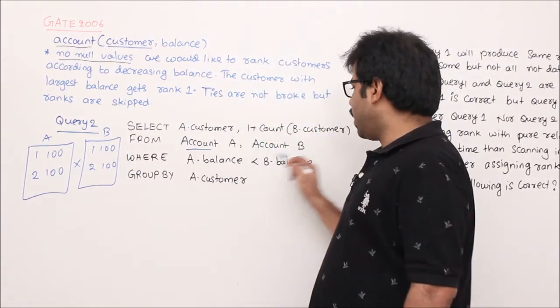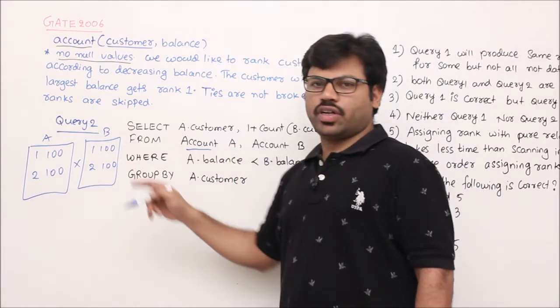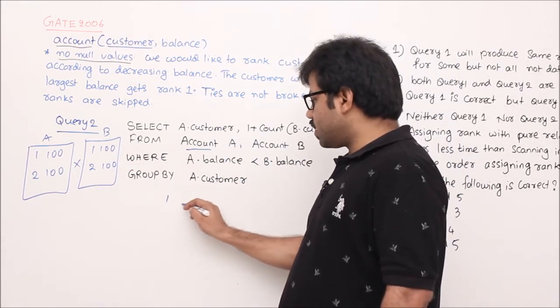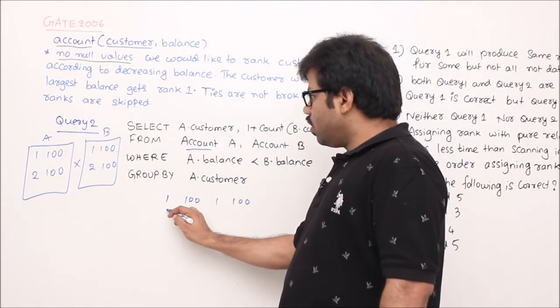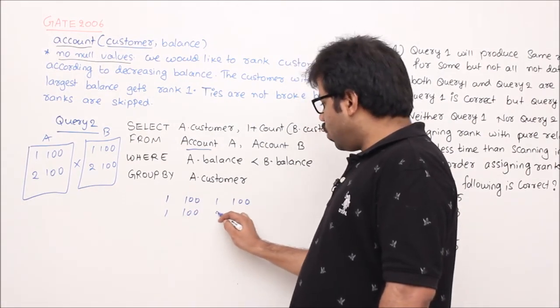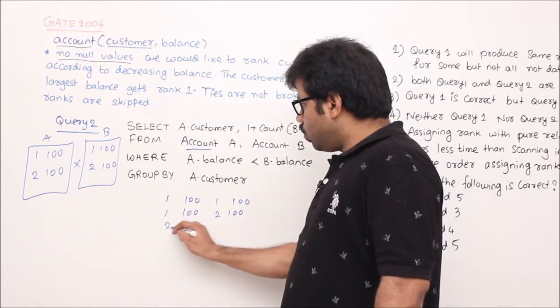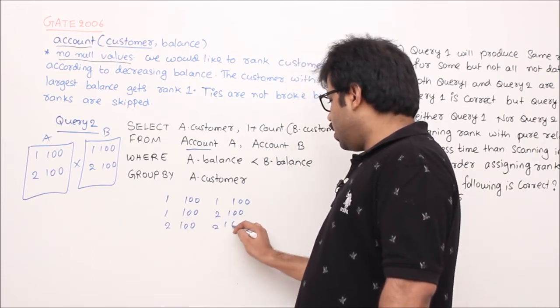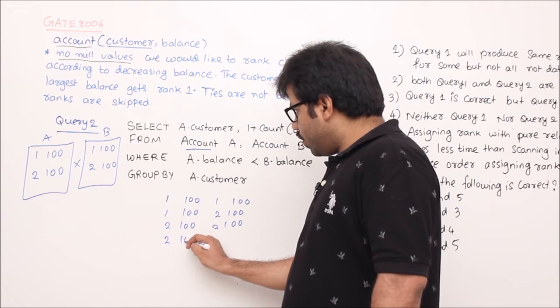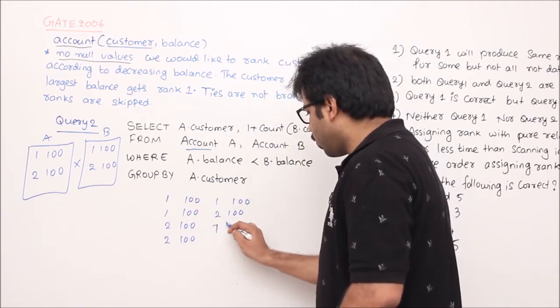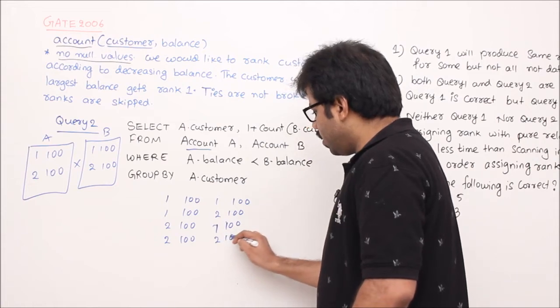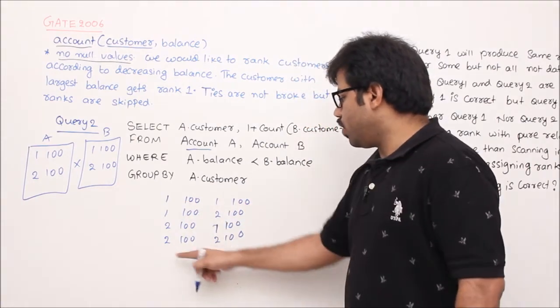First step number 1, account A, account B. That means Cartesian product. If I do the Cartesian product, you get this kind of data. What is that? 100, 100, then 100 versus 200, then 200 versus 200, then 200 versus 100, 200. So 1 with 1, 2, and 2 with 1, 2.